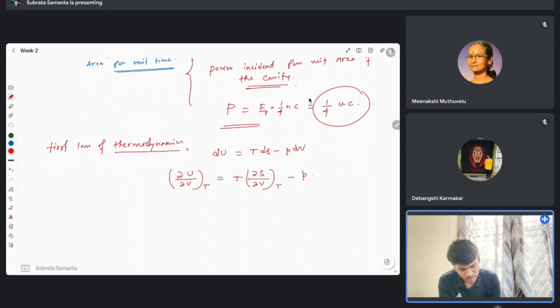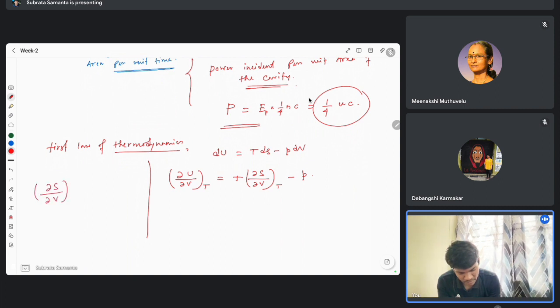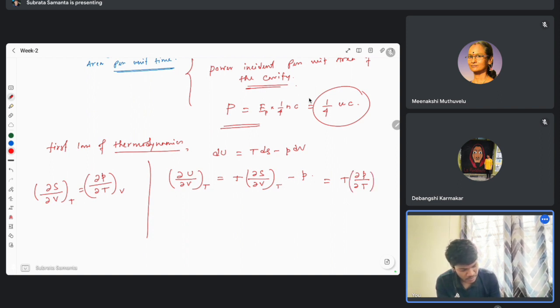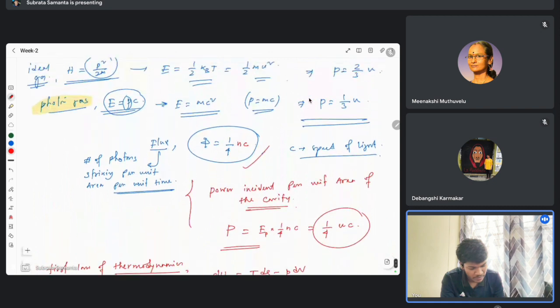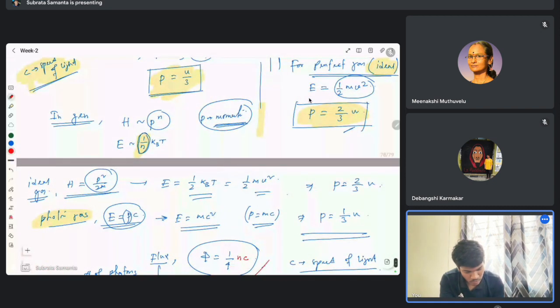Now we use the Maxwell relations. The Maxwell relations tell us that (del S/del V) at constant temperature is equal to (del P/del T) at constant volume. If we put this in, we get T (del P/del T) at constant volume minus P. Right? Now we know that the pressure P for a photon gas is 1/3 u.